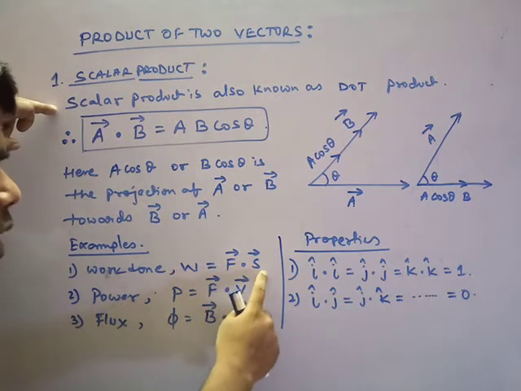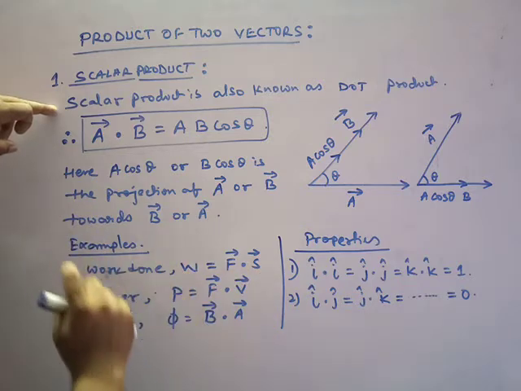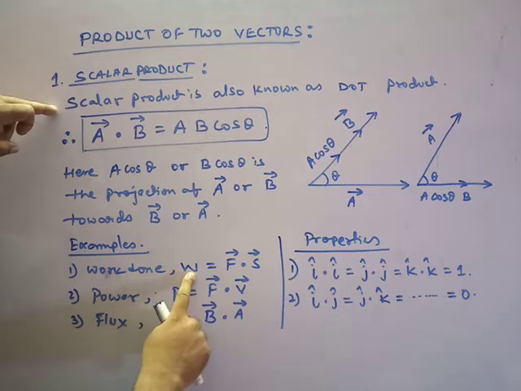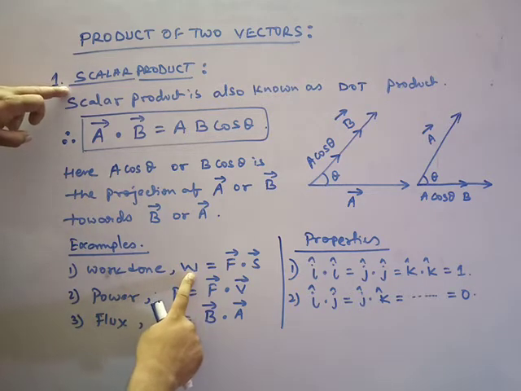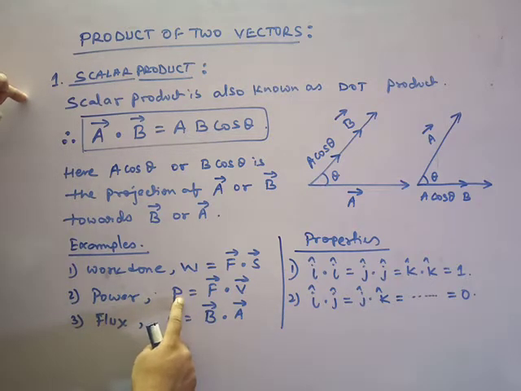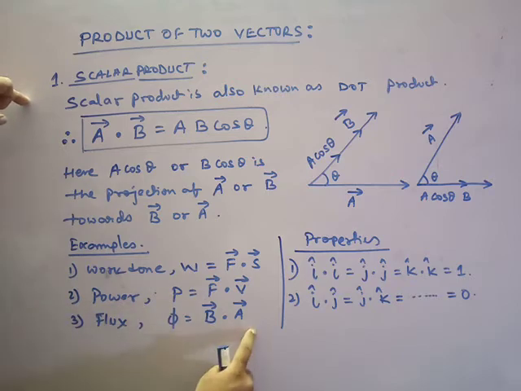I have to take two vectors, but the answer may be scalar. If it is a vector, then I will take the vector product, but here the answer is scalar. So here it is called the scalar product. Even force and velocity are both vectors, but the answer is a scalar, that is power, similarly as a flux.